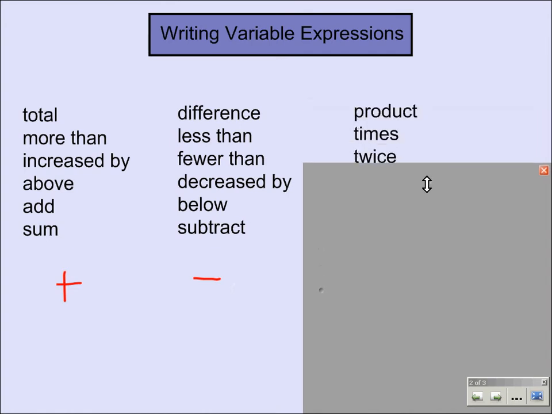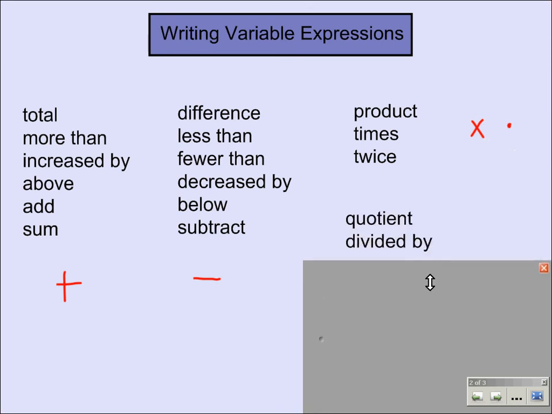This next group of words we're going to look at: product, times, twice. These words should all remind us of multiplication. Now I'm using an X right now to show multiplication, but you've also seen it as a dot. We prefer using the dot because an X reminds us of a variable. Some other words we might have seen: quotient, divided by. These words remind us of division, and we're used to the division sign, but in pre-algebra we also use a fraction bar. We'll have something divided by something, so we're more inclined to use the fraction bar than the division sign.